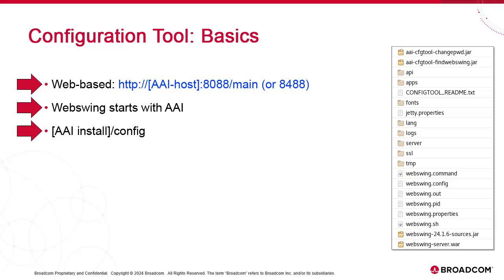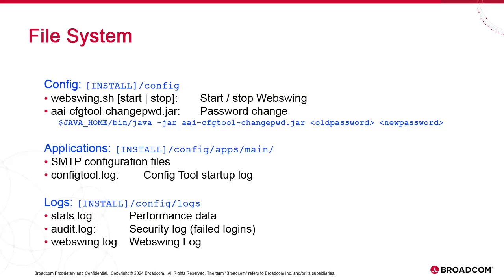The config tool has a directory found in the root directory of AAI. It's called config. The AAI config root directory contains a number of files and directories, but thankfully most of these are basic WebSwing and do not concern us. There are really two important files. The first is the webswing.sh script that starts and stops the web server. The other is a Java archive that we can execute with a Java command to change the config tool passwords.